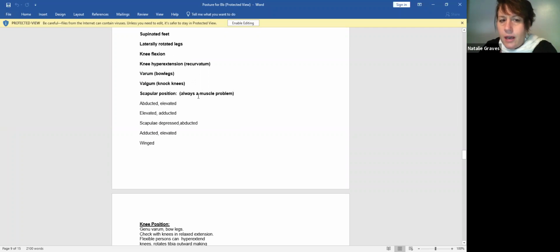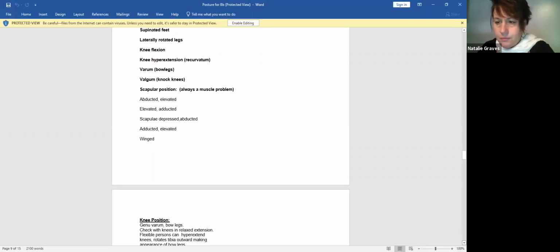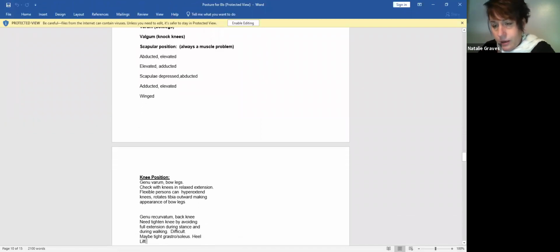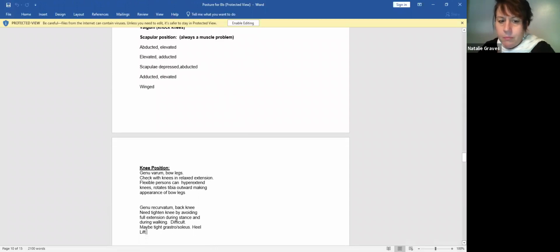And then you can look at the different positions of the scapula. Are the scapula, you or your lab partners, abducted and elevated? Are they elevated and adducted, kind of like a military posture? Are they depressed and abducted? Are they winging? You're going to notice all of those. Any type of abnormal posture at the scapula is going to indicate a definite muscle problem.